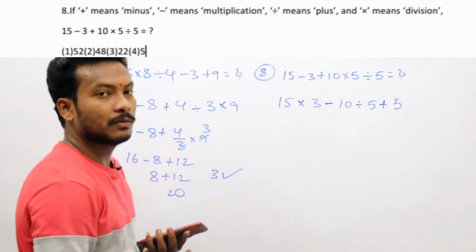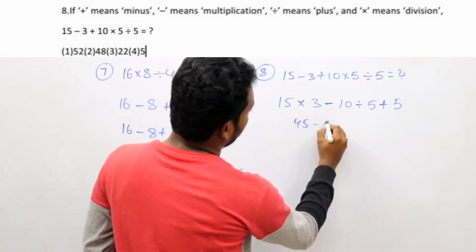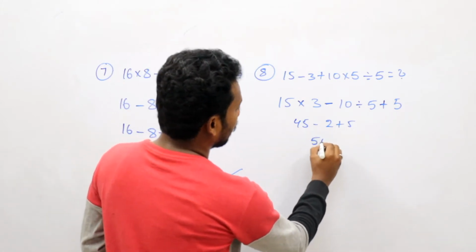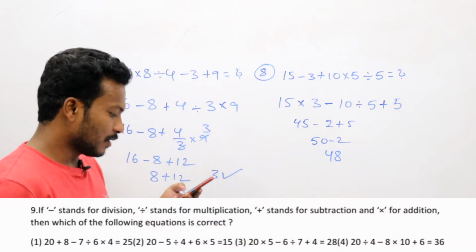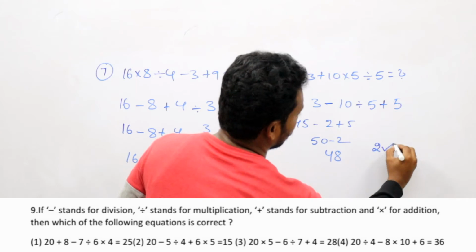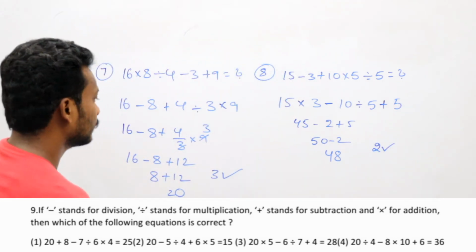First we have to do division. So 15 4s are 45 minus 2 plus 5. 45 plus 5 is 50. 50 minus 2 is 48. 48 is in which option? That is the second option. Now the second option is our required answer. Right?